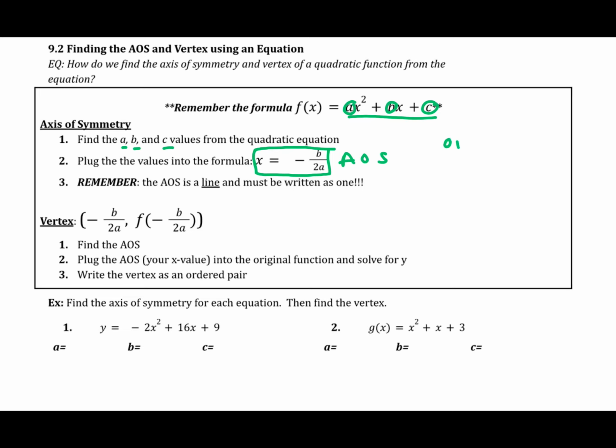We're going to take the opposite of b and divide that by 2 times a. And we're going to put x equals in front because we are talking about the equation of a line, x equals some value. Remember, a and b are numbers, so this is going to simplify down to x equals some number. Again, remember the axis of symmetry is a line. It needs to be written in the form x equals. So let's calculate the axis of symmetry for numbers 1 and 2 below.